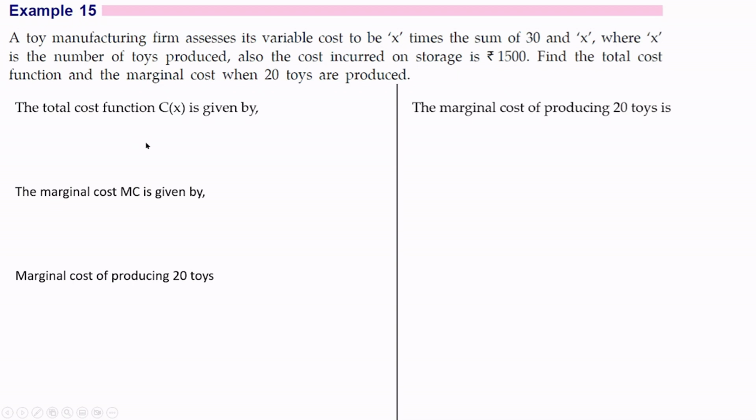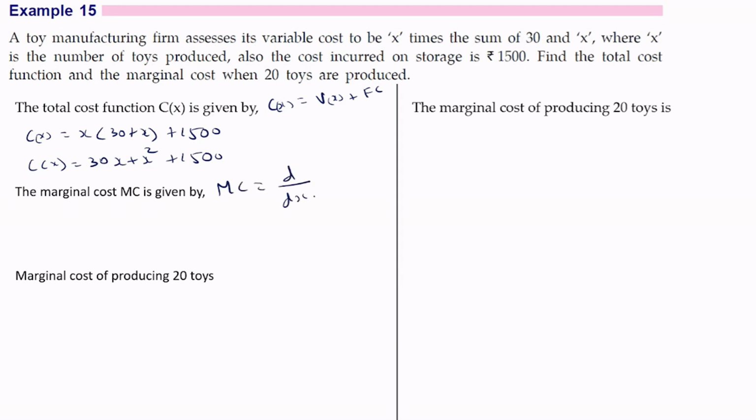So here the total cost function C of x is given by variable cost plus fixed cost. So C of x is equal to x into (30 plus x) plus 1500. So this is 30x plus x square plus 1500. This is C of x. The marginal cost is the derivative of total cost. So it is the derivative of 30x plus x square plus 1500, which is 30 plus 2x. So this is marginal cost.